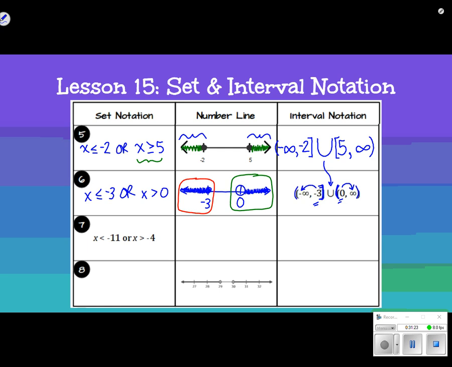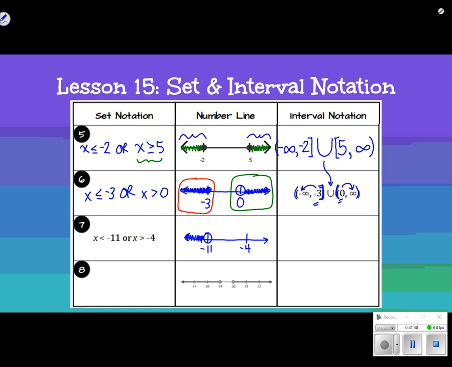All right, number 7. Now, when you get to your homework, you're going to have to convert between the two. So drawing a number line may be helpful, but it is not necessary. It's just kind of how you process. I think the number line is helpful when we're doing this. We're looking at endpoints. All right, x is less than negative 11, so open circle at negative 11, less than is shaded to the left.